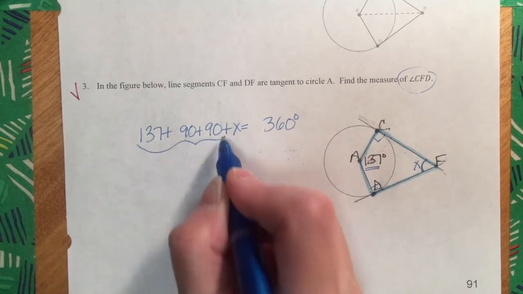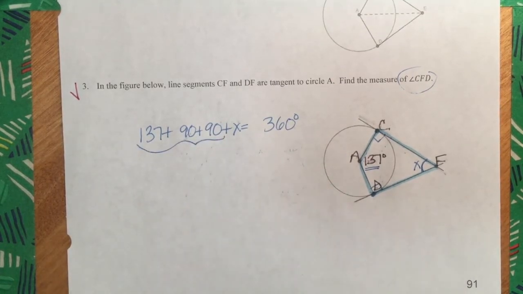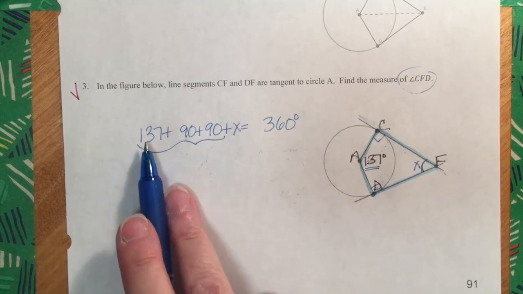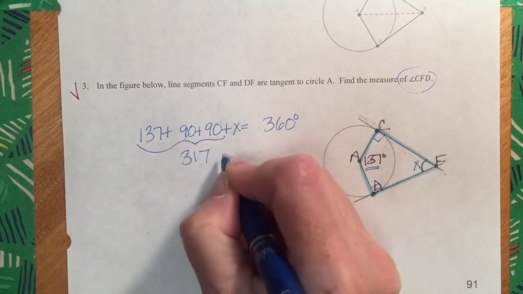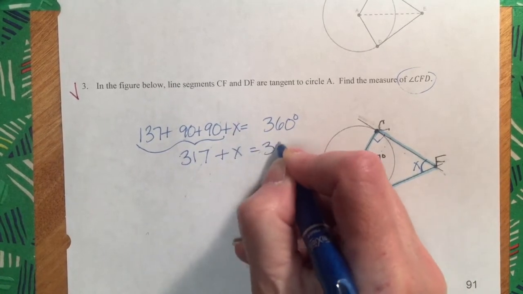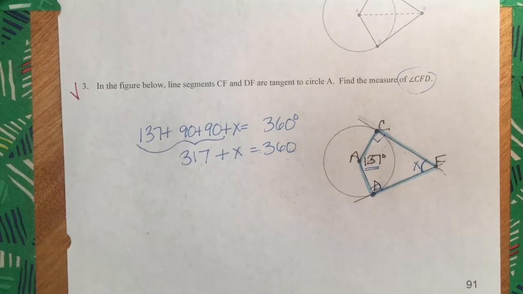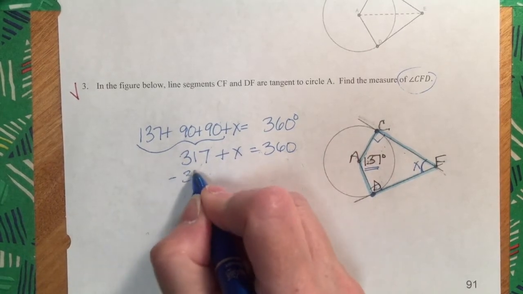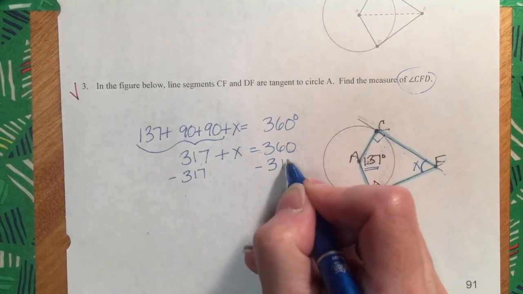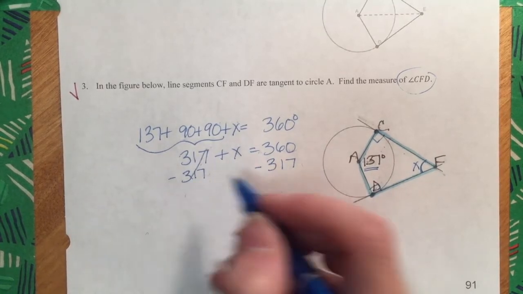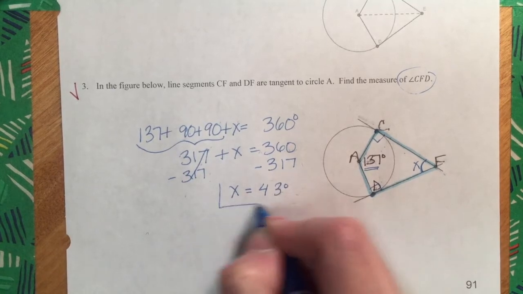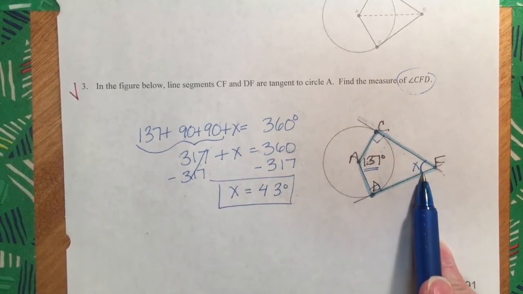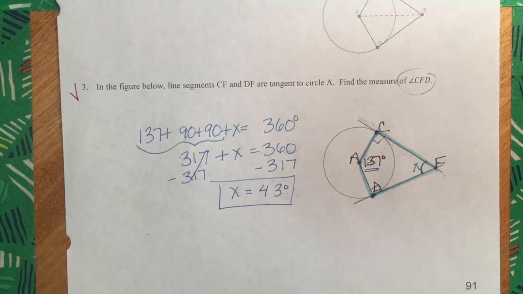So if you add those guys all up, 90 and 90 is 180, 280, 317 plus x equals 360, right? Minus 317 on both sides of the equation, and x equals 43 degrees. So this angle out here is 43 degrees, okay?